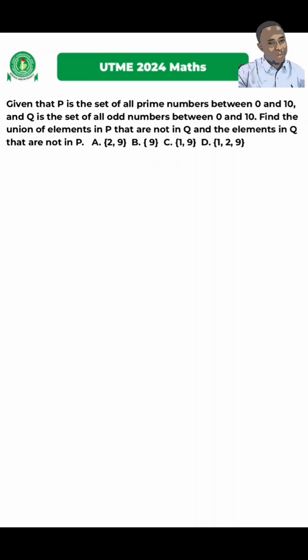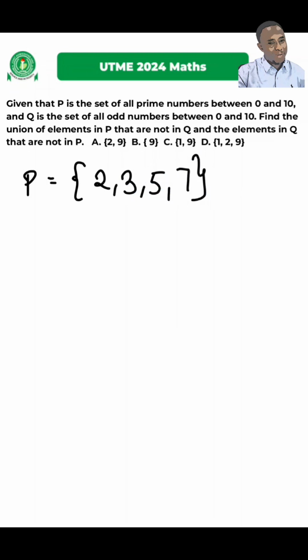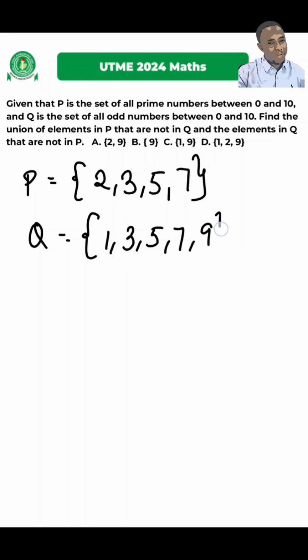Interesting question. The first thing I want to do is quickly write out each of these values. P is the set of all prime numbers between 0 and 10. One mistake you should never make: 0 is not a prime number. 1 is not a prime number. So I have 2, 3, 5, and 7 as prime numbers between 0 and 10. And Q, odd numbers between 0 and 10. Odd, not even. So I have 1, 3, 5, 7, and 9.